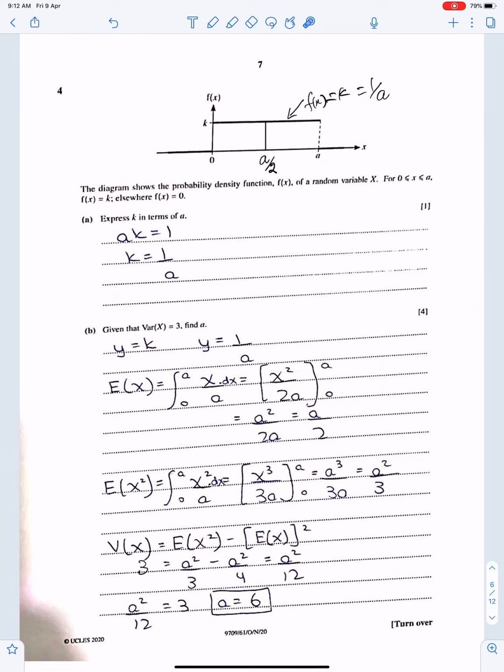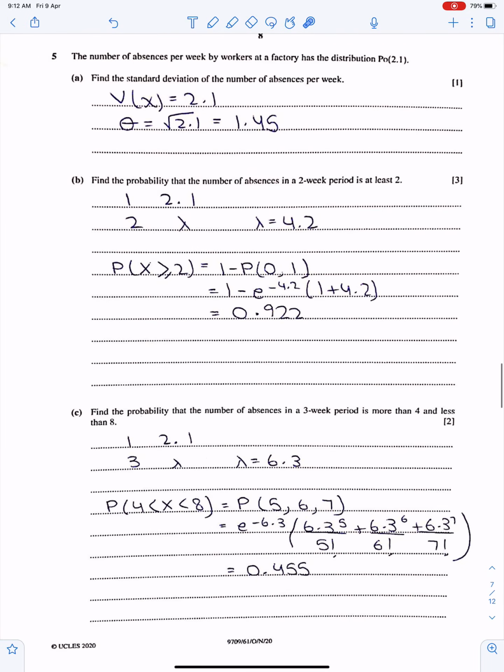You can take the screenshot of this solution if you want. Next question.